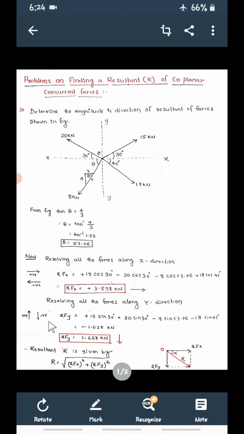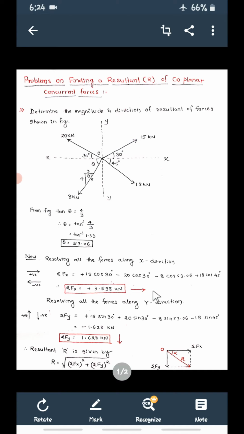Okay. Now it is vertical now. Summation Fy means vertical. So for vertical, minus means what? Downward. See here. For vertical, minus means downward. So remove the minus sign. So summation Fy is equal to, remove minus sign, write this 1.628. So minus means you have to show downward direction arrow. So vertical component, summation of all the vertical components will be downward.